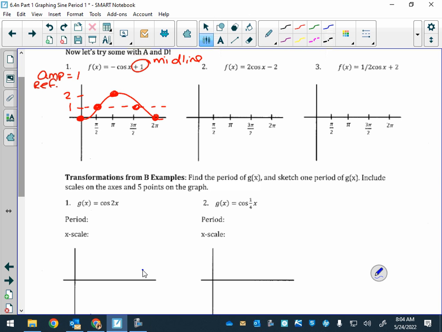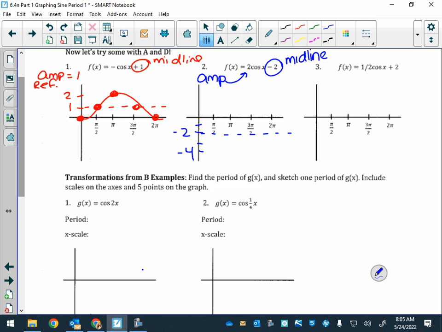For number 2, what is our midline? Camilla? -2 is our midline. What is our amplitude? Hannah? 2. So from our midline, we count 2 above. 1, 2, so our highest y value is 0. What would be our lowest? -4, good.